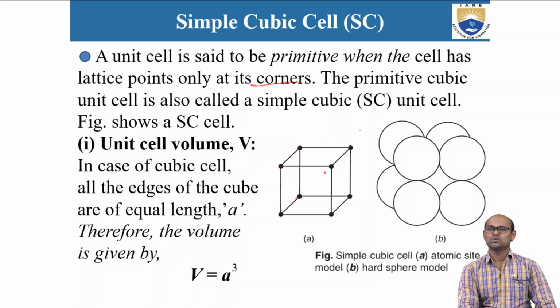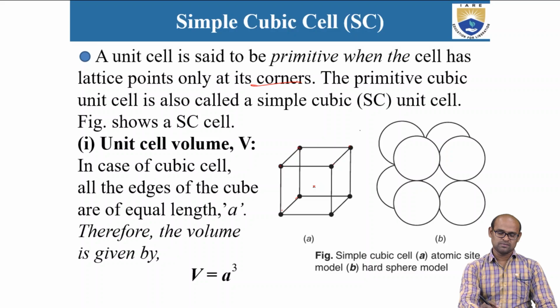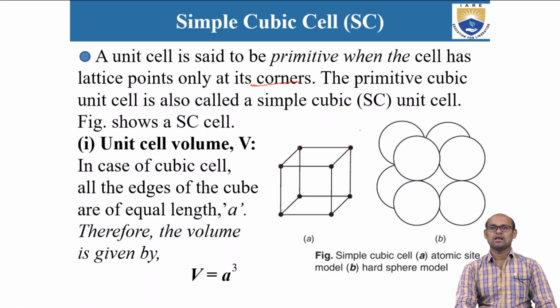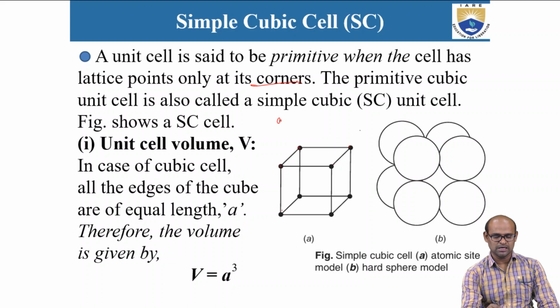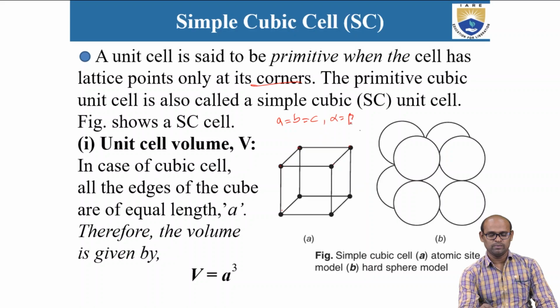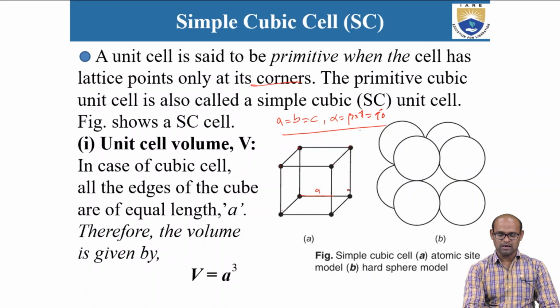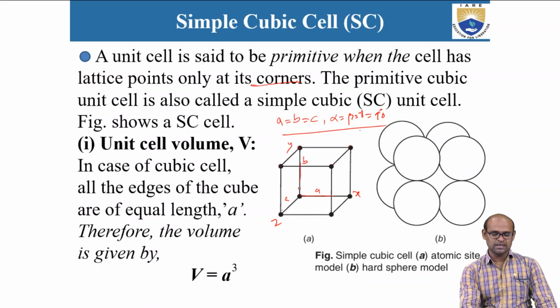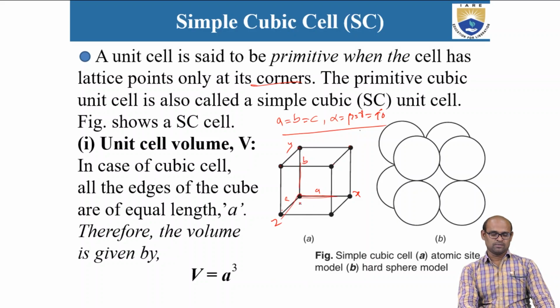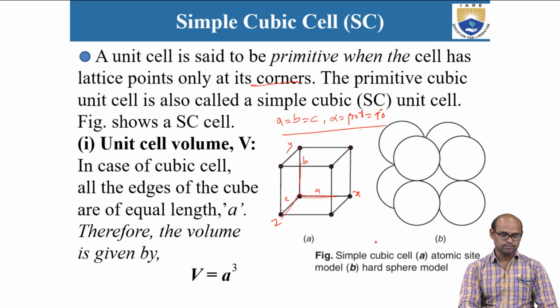The simple cubic unit cell has lattice points only at the 8 corners. Okay, so the volume of the simple cubic unit cell: in the case of a cubic cell, all the edges of the cube are of equal length. We know that for a cubic crystal, the condition is that a equals b equals c, and alpha equals beta equals gamma equals 90 degrees. All the crystal axes are perpendicular to each other. So if you take a along the x-axis, b along the y-axis, and c along the z-axis, all these axial lengths are equal for a cubic system, right? And all the axes are perpendicular to each other.